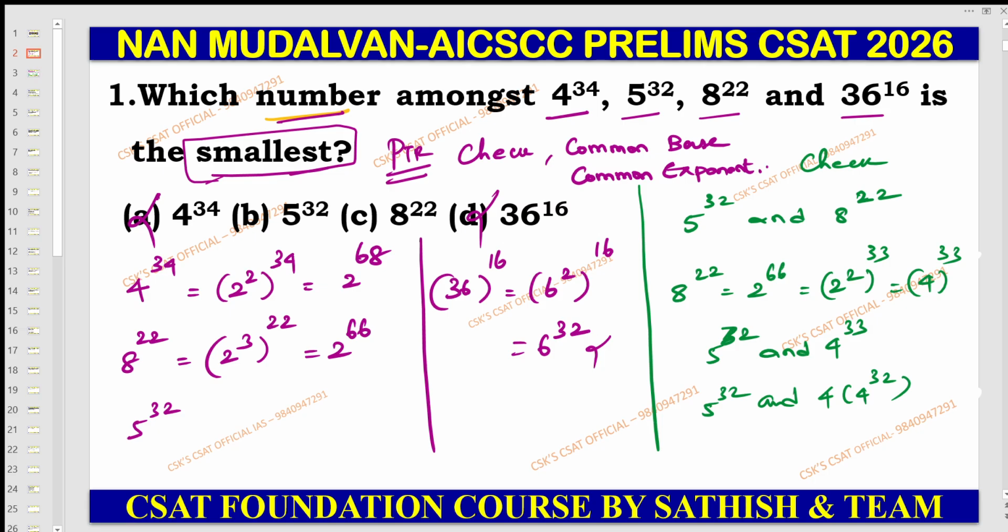So therefore, if you see this one, 5 power 32 is going to be larger, or greater than the 4. So therefore you can eliminate this one. So the only one left here is 4 power 33, and that 4 power 33 is equivalent to 8 power 22. So 8 power 22 is the correct answer.